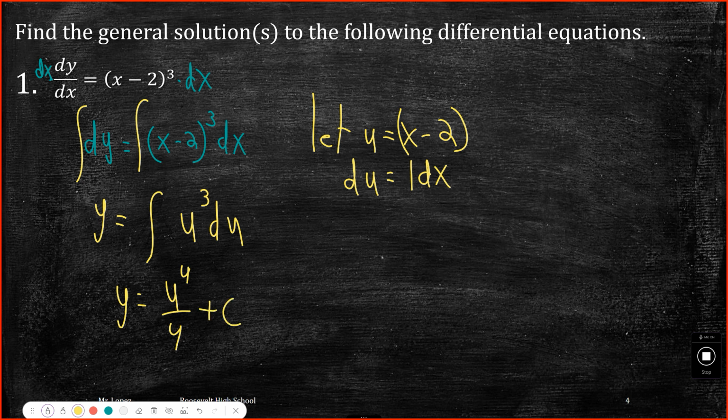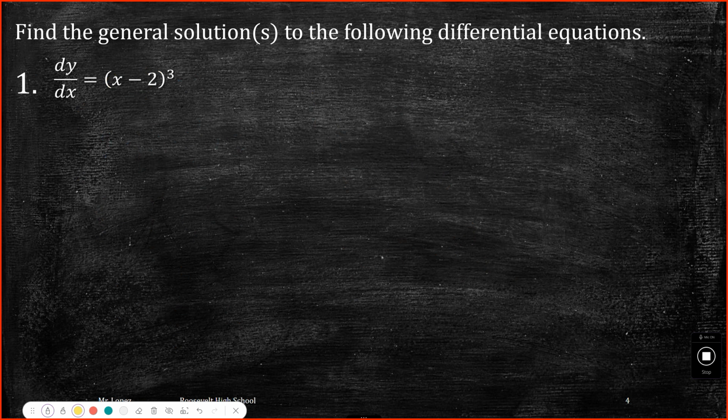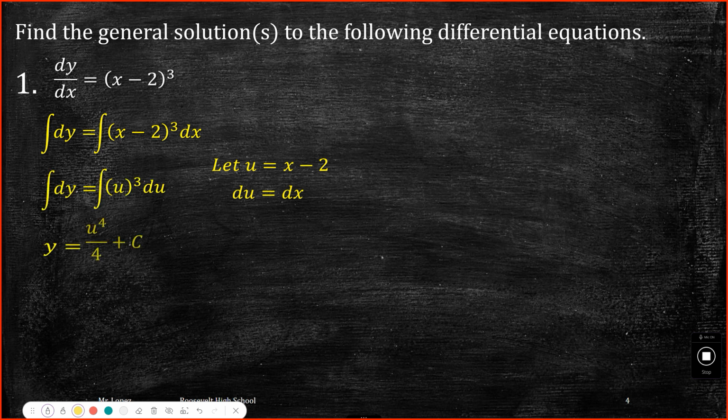And this one was easy. So y equals what? Just plug back in what we had. u is x minus 2, so y equals one fourth (x minus 2) to the fourth plus c. Whenever you have a linear part in here, you're lucky, it should be very easy. If it's not linear, then it gets more complicated. All right, moving on.